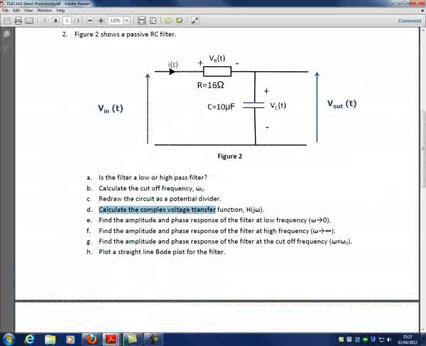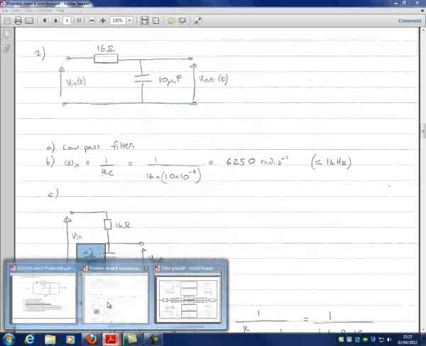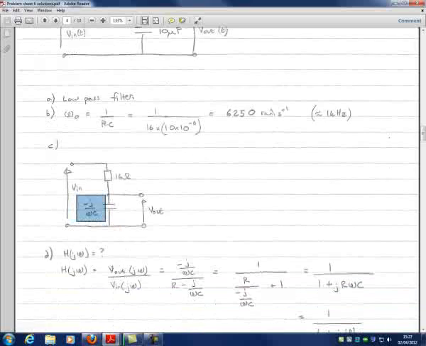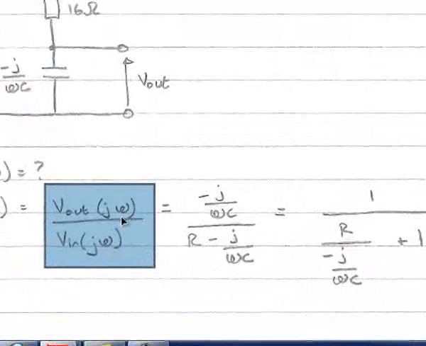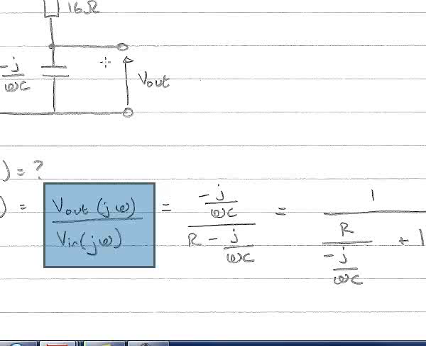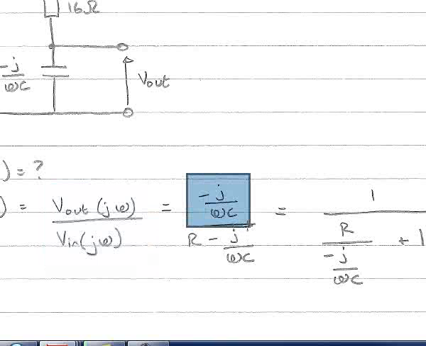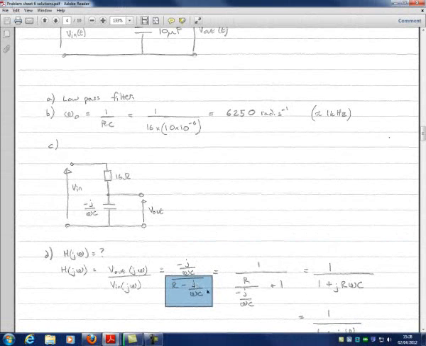So next up, part D, calculate the complex voltage transfer function H(j omega). So the way we do that is we need to look at the output over the input. We can recognise this by the potential divider form, and we can see that the output is minus J over omega C all over R minus J over omega C. It's R plus, but this is a minus, so we've just cancelled that positive symbol. So that's what we've got here.